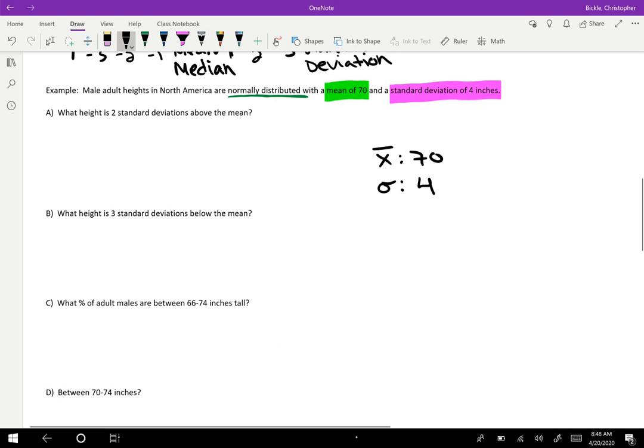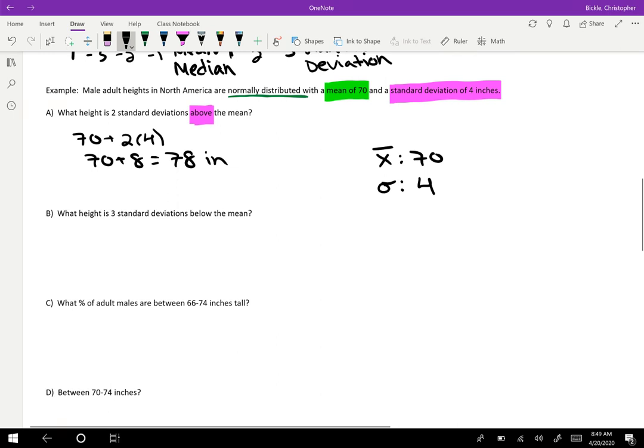So what height is 2 standard deviations above the mean? Well, they told us here that my mean is 70, right? So I want to be 2 standard deviations above the mean. Above, so that's going to be plus. So if I take my 70, which is my mean, and I want to be 2 standard deviations above that, 70 plus 8 is 78 inches. So 78 inches is that height. We're going to use these problems to find some other values in a second. So that's why we're finding these now. I know this sounds really, really easy, okay?